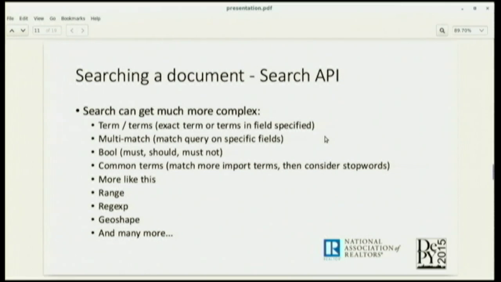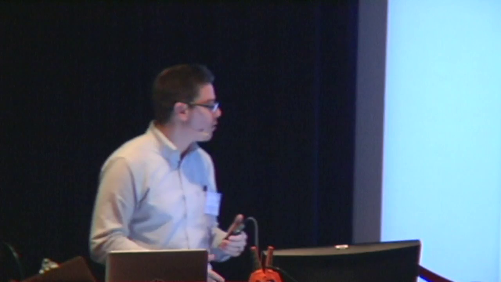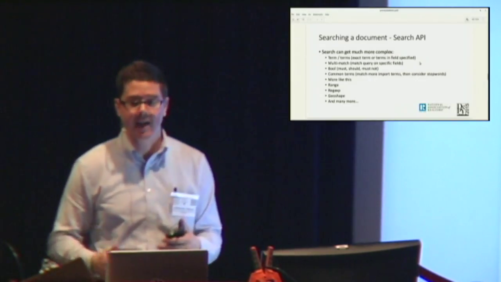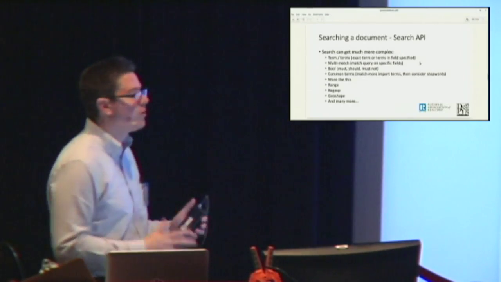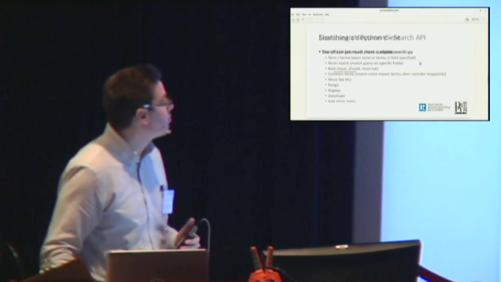Multi-match, which looks at a variety of fields that you suggest Elasticsearch search in, instead of a match all query where you're looking at all fields. You can say, I just want you to look in a few different fields that are important. Bool queries, so must match, should match, or must not match. They're intuitive, but I recommend that you take a look at what those actually mean. Common terms, so match more important terms first and then consider certain stop words that may exist in a query. More like this queries, range queries, you can use regex, and you can even do queries based on geolocation and IP addresses. So very, very powerful search capabilities that Elasticsearch provides.